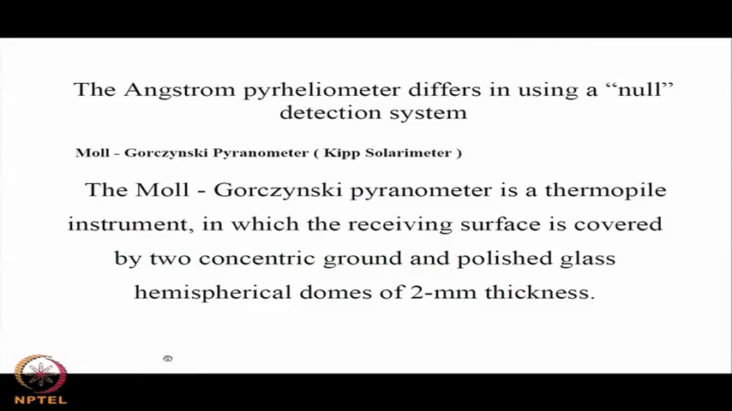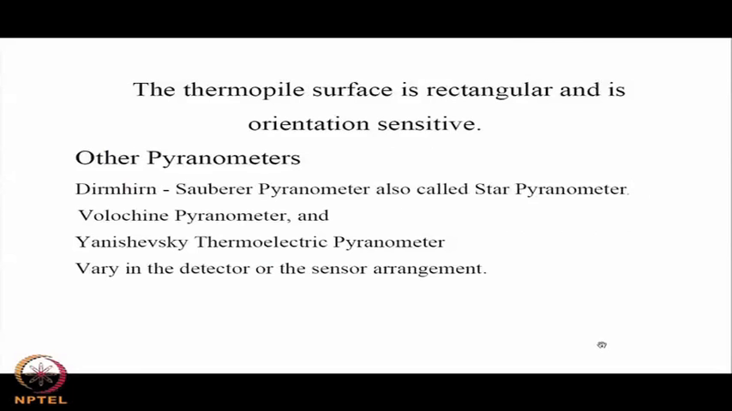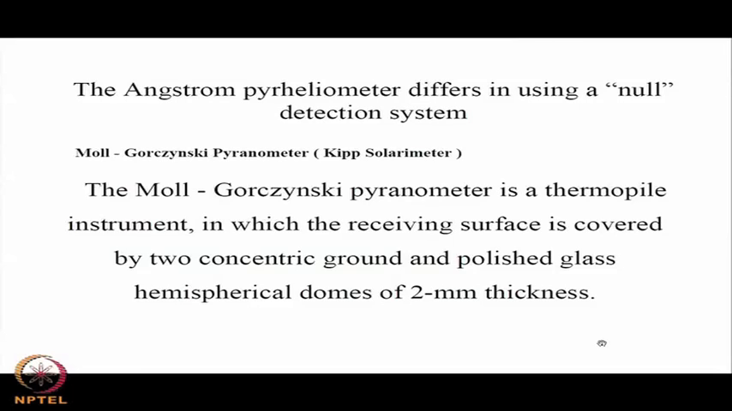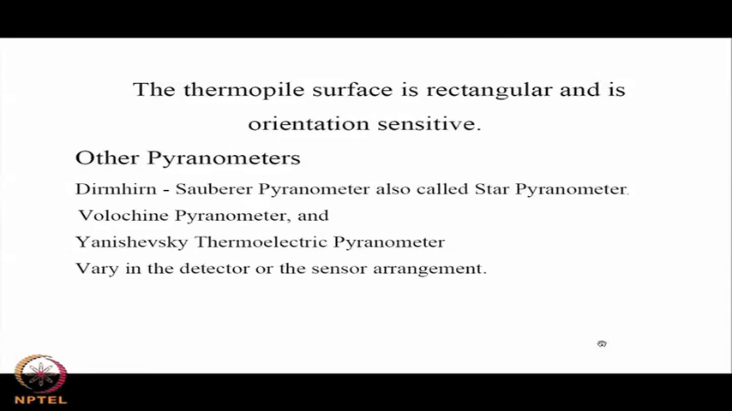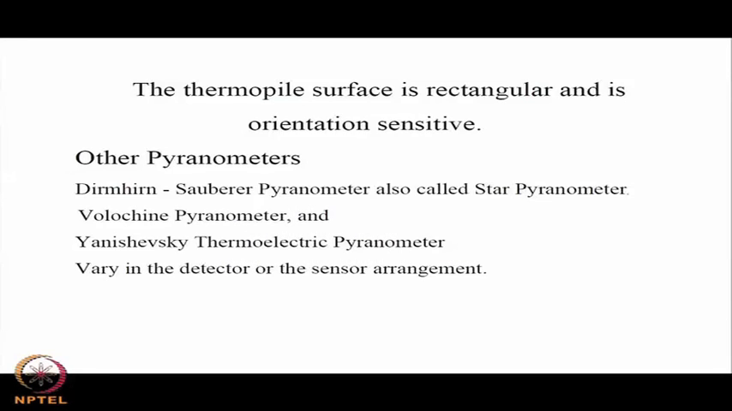the Moll-Gorczynski pyranometer or a Kipp solarimeter. This is a thermopile instrument which has two concentric ground and polished glass hemispherical domes of 2 millimeters thickness, and the thermopile surface is rectangular and hence it will be orientation sensitive. Normally, this is called a second category of instrument compared to an Eppley pyranometer.